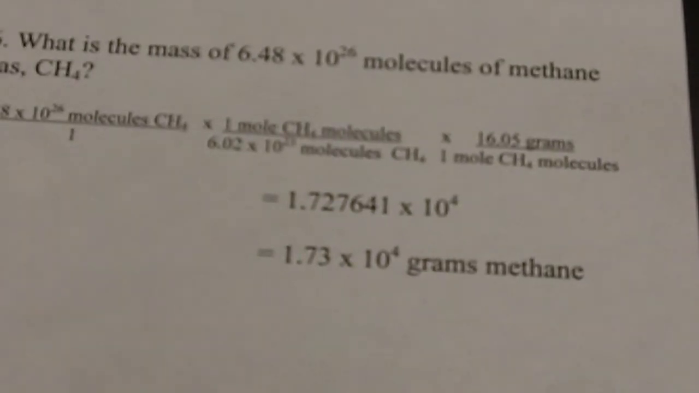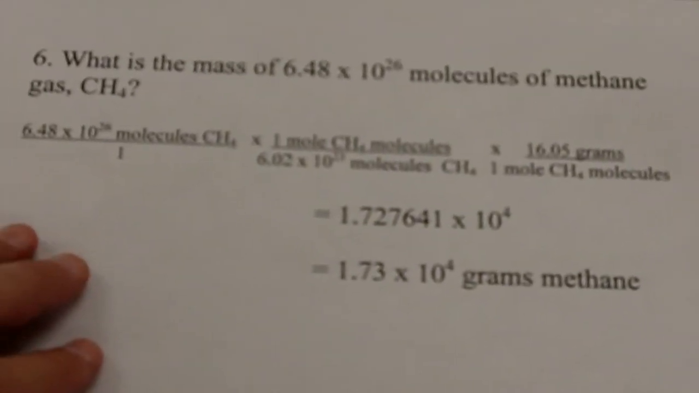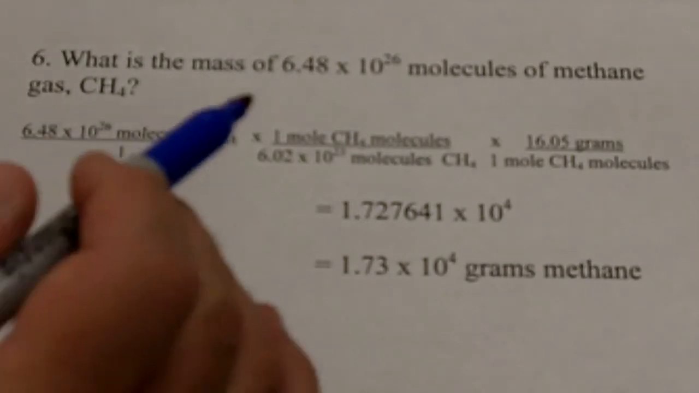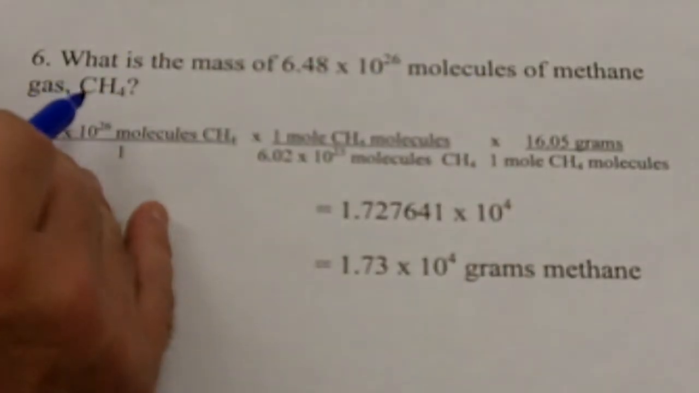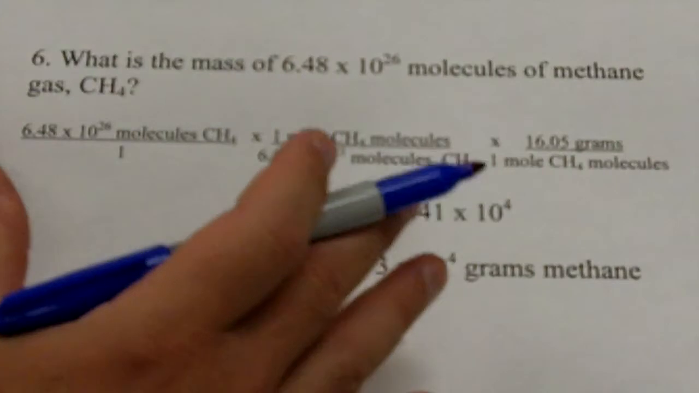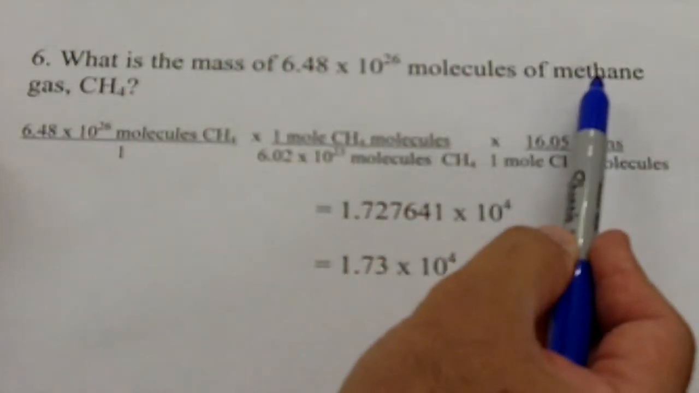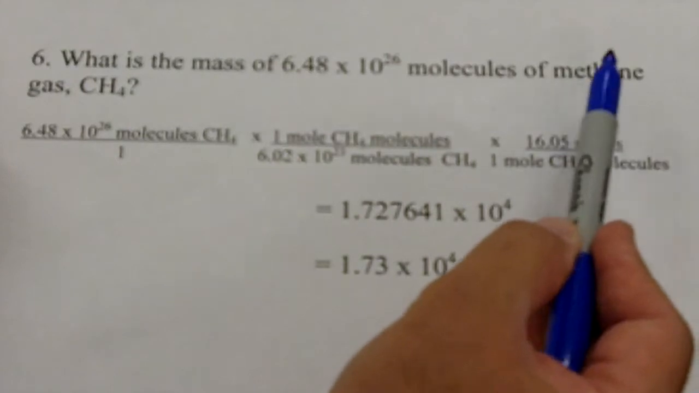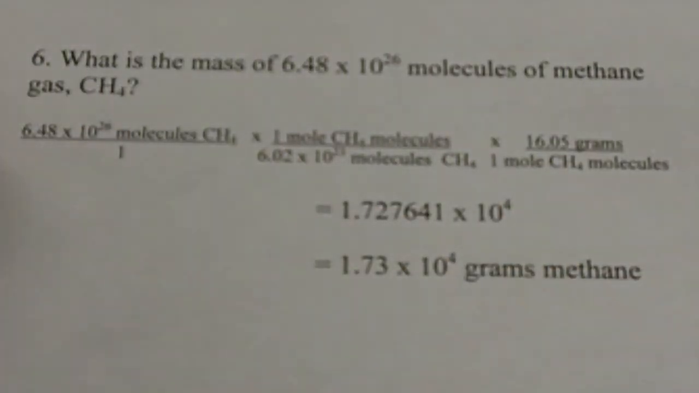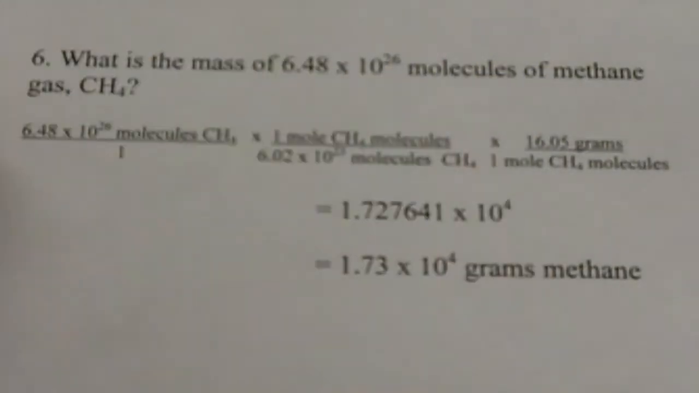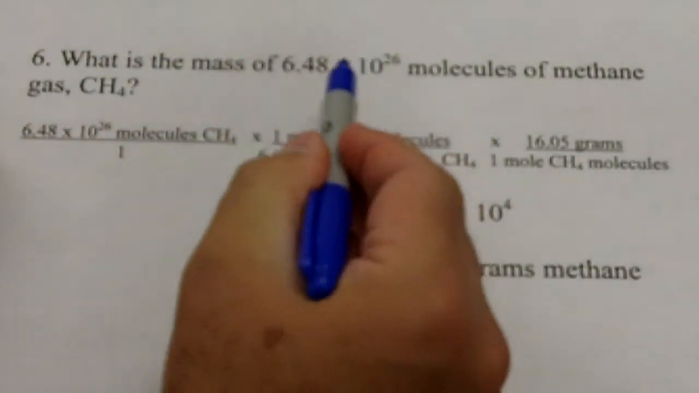In this first problem, it says, what is the mass of 6.48 times 10 to the 26 molecules of methane gas? Now, this is the first time in this series of dimensional analysis that we've looked at not atoms, but molecules. This is methane gas, CH4. So we're going to need to develop a way of determining the molar mass of CH4.